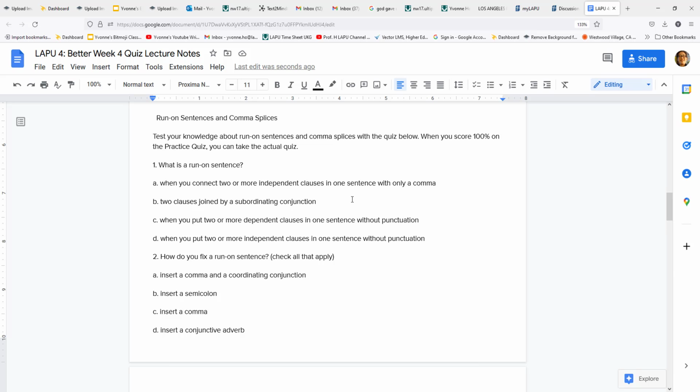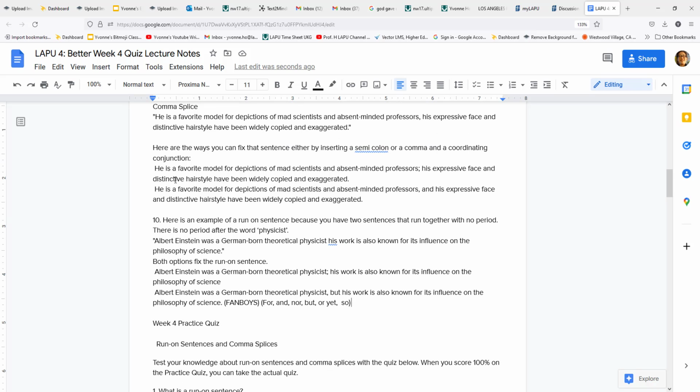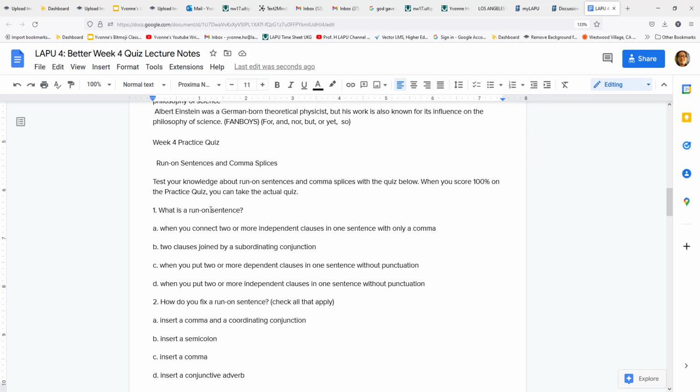Okay, when you join two sentences together with only a comma. So here, this was incorrect, is a comma splice. He is a favorite, and then here you have just a comma. There it is. See? There you've got the unnecessary comma, because he is a scientist or he is a professor. This is a complete thought. And when you have a complete thought, you have to put a period after it, not a comma. And so the first answer is when you join two sentences together with only a comma, that's a run-on sentence.